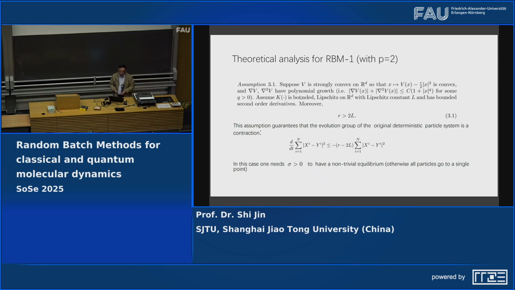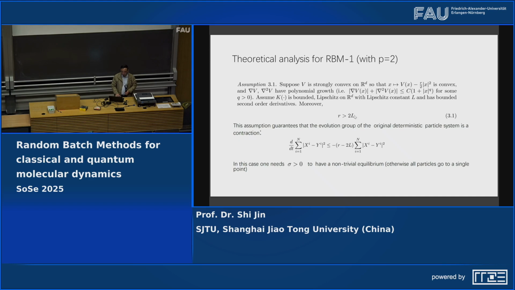To prove the theorem, I have to make some assumptions. Assume some regularities. For example, this external potential V, I assume is strongly convex, which means that V minus R over 2 times x squared is still convex. Here I have a constant R. It's more convex than R over 2 times x squared, with some bounded derivative. You can allow the derivative to grow, but polynomially. And now the interacting force K is assumed to be Lipschitz with Lipschitz constant L and bounded second derivative. Here I assume this convexity coefficient R is bigger than 2 times this Lipschitz constant L.